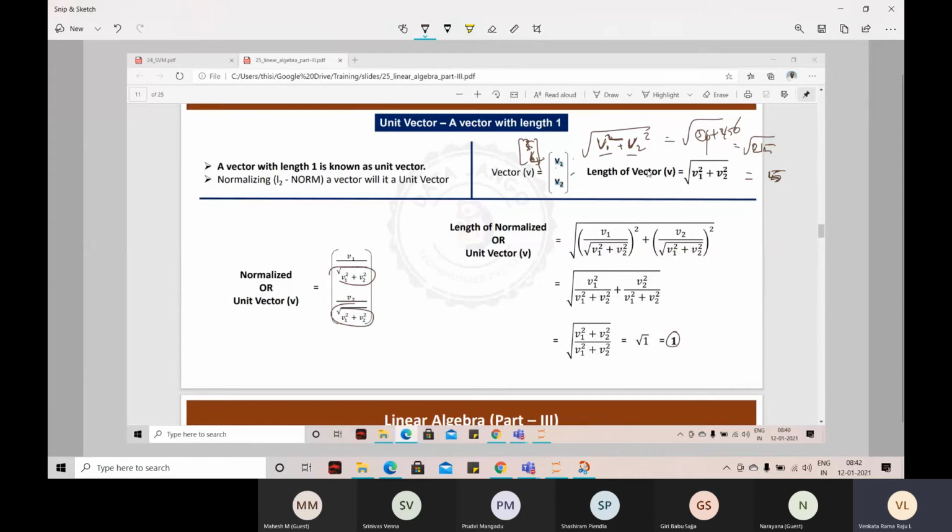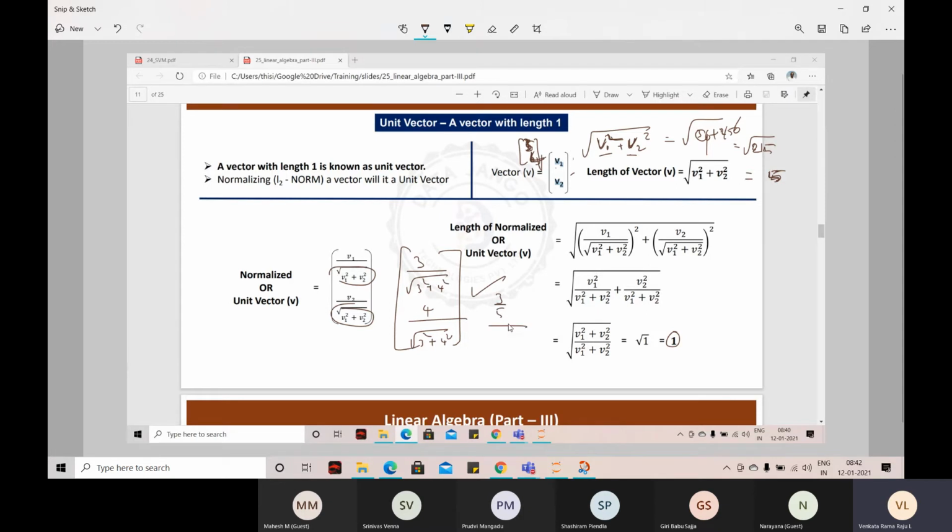So this is not a unit vector. Can I convert this 3, 4 into a unit vector? Yes. 3 by the square root of 3 square plus 4 square, and 4 by the square root of 3 square plus 4 square. If I do this, it is a unit vector. How can I say? This is going to be 3 by 5.